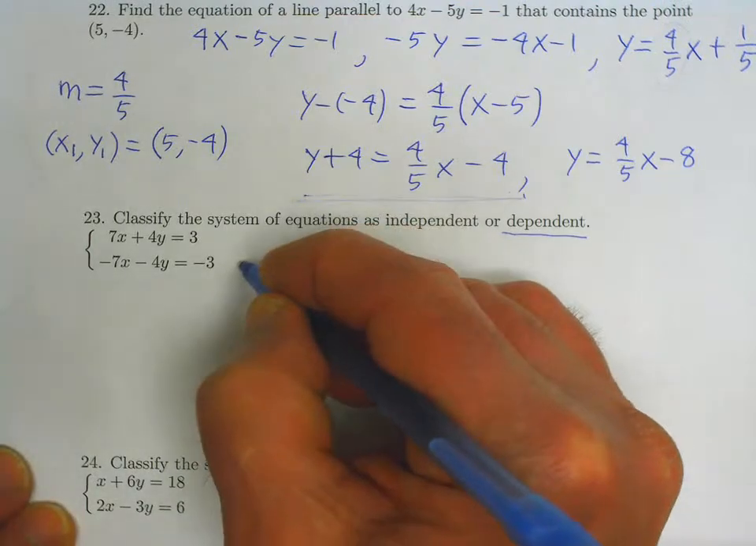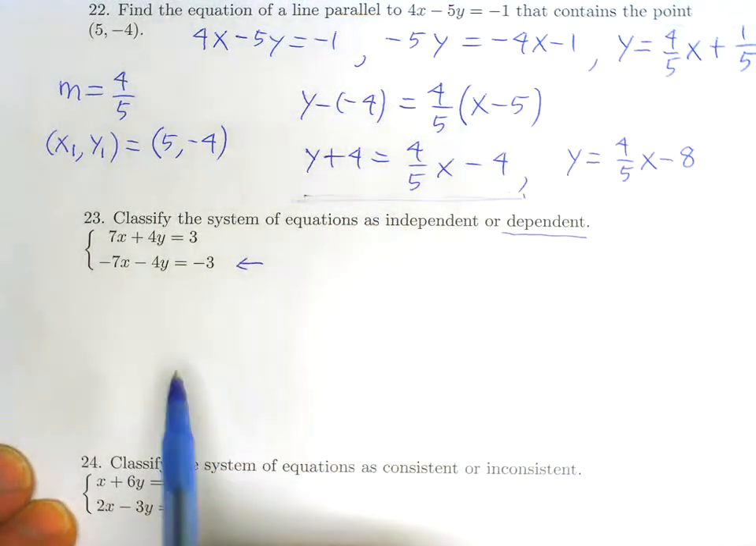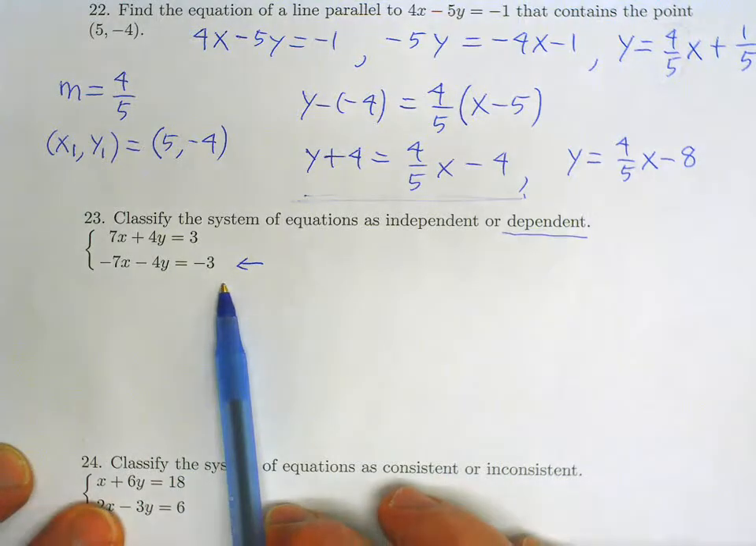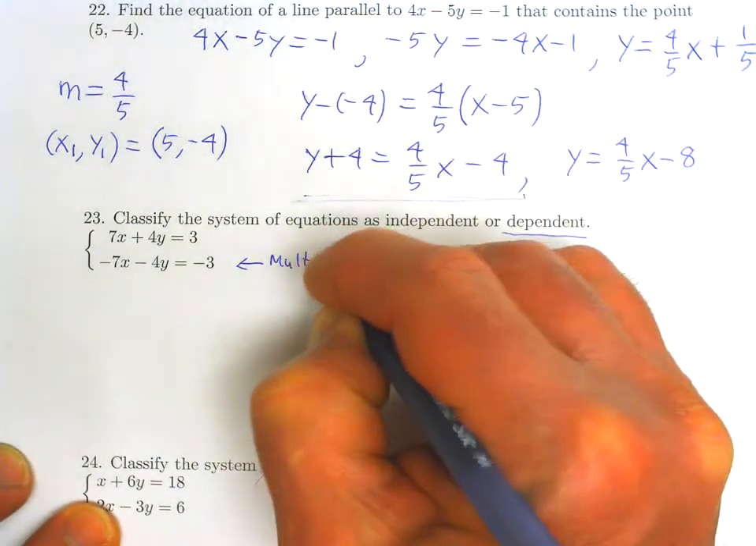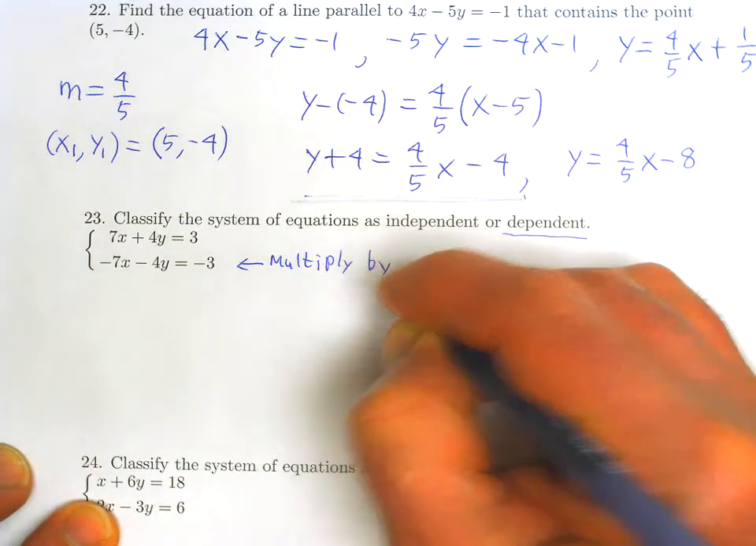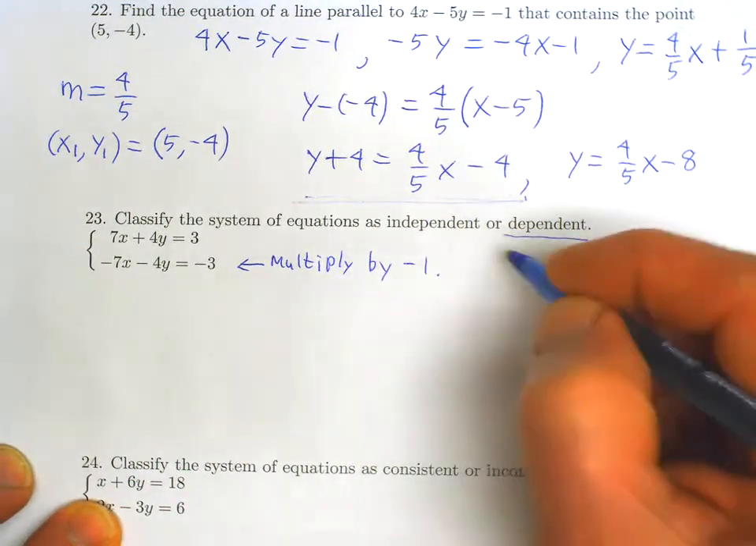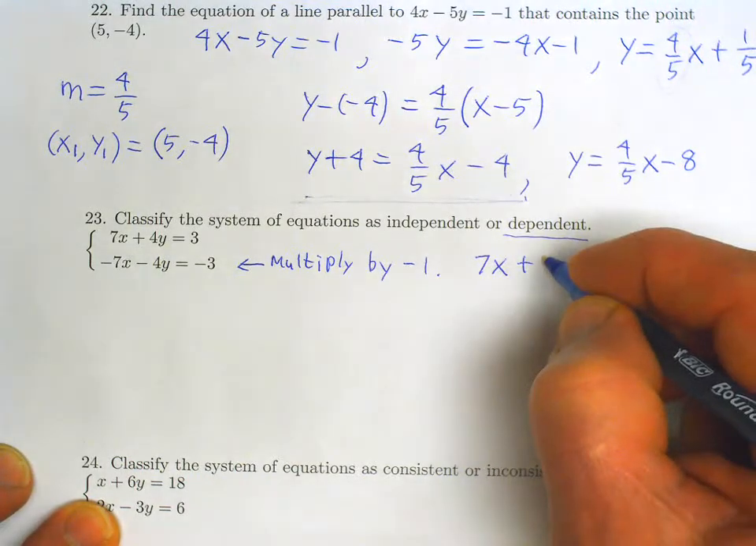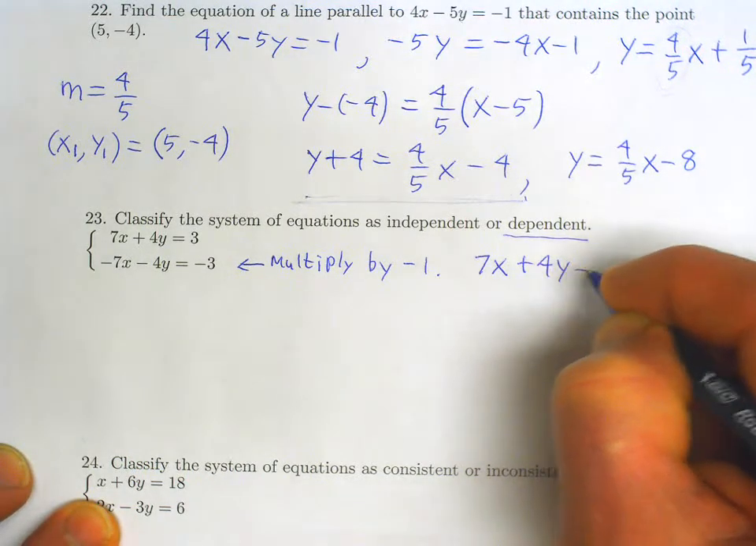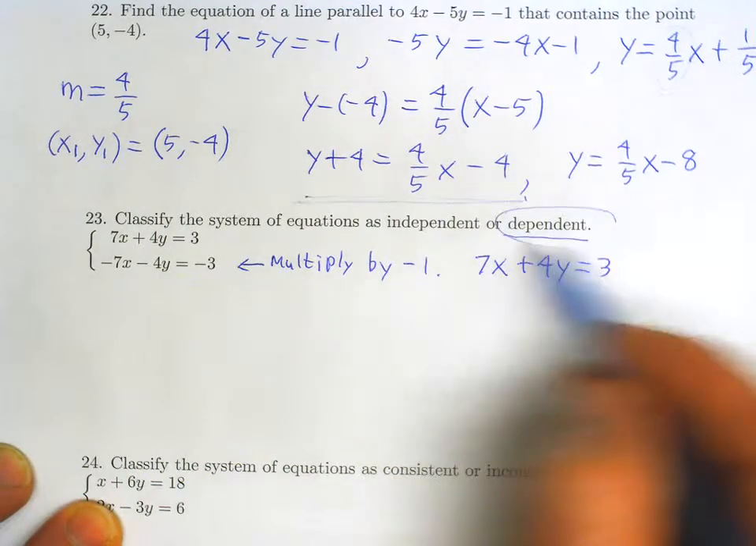If you were to multiply every term on both sides of the bottom equation by negative 1, you get the exact same equation as the one above it, 7x plus 4y equals 3. So this is dependent.